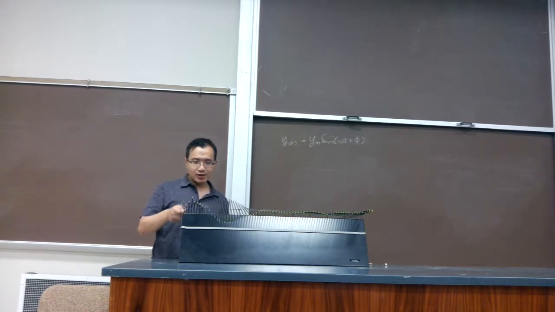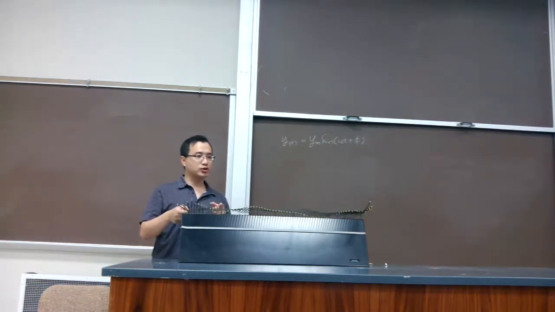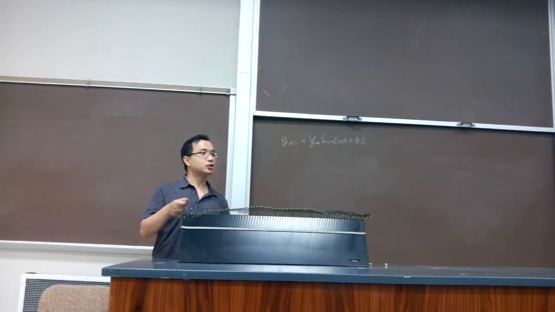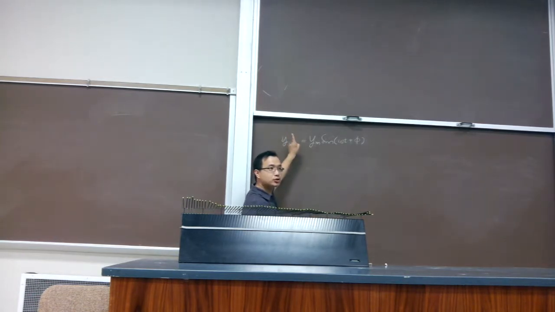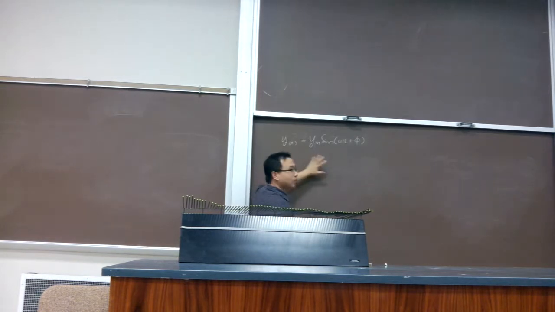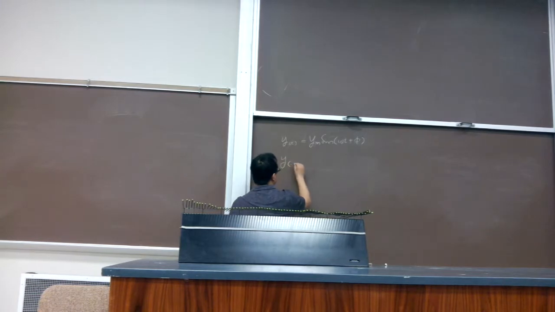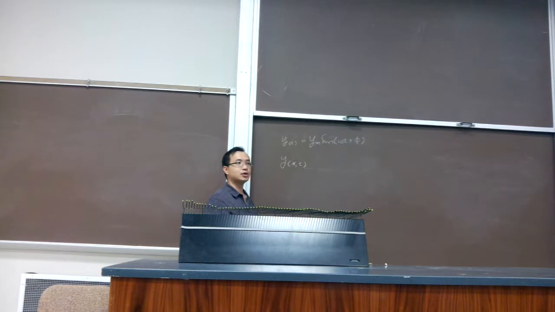Because you can see, at the same time, some point reaches the highest point, some point reaches the lowest point, some point is at equilibrium point, right? So they have different phases. If we organize this fact into one equation, this is the equation for one point. Now, if we have many points, the function y should be a function of both x position and time t, right? So this is a two-variable function to describe a wave.